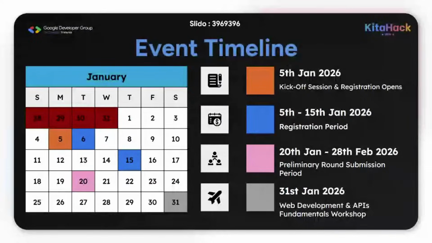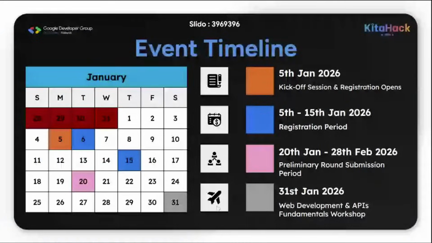What we are doing during this period is actually workshops. For KitaHack 2026, we have planned several workshops. On the 31st of January is the Web Development and API Fundamentals workshop, which is our first ever workshop for KitaHack 2026. Usually the workshops are hybrid. We usually host them physically on campus and also online, but some workshops are purely online.